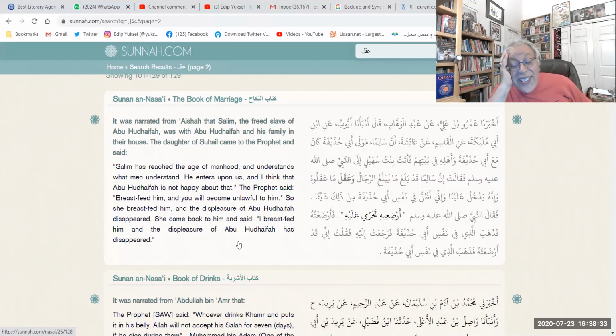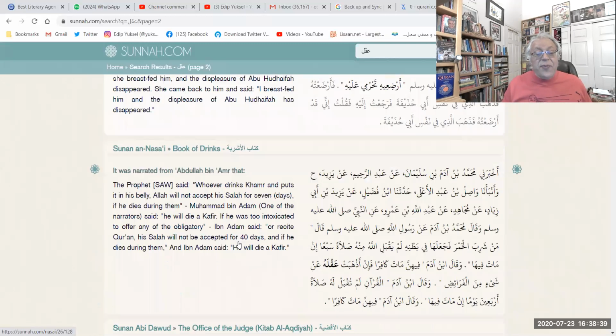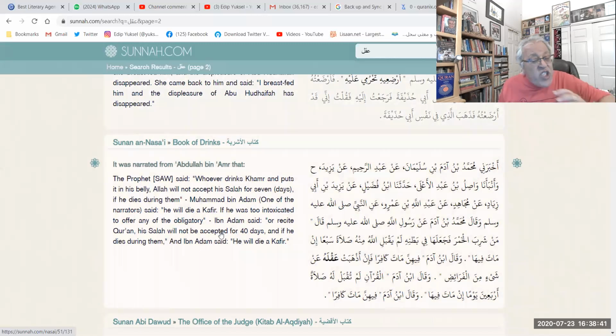Can you imagine? This is crazy. But this is their hadith. Let's see what else we have here. This is just a gem, a treasure of stupidity and lies. Of course, there are a few nice things Satan inserted.